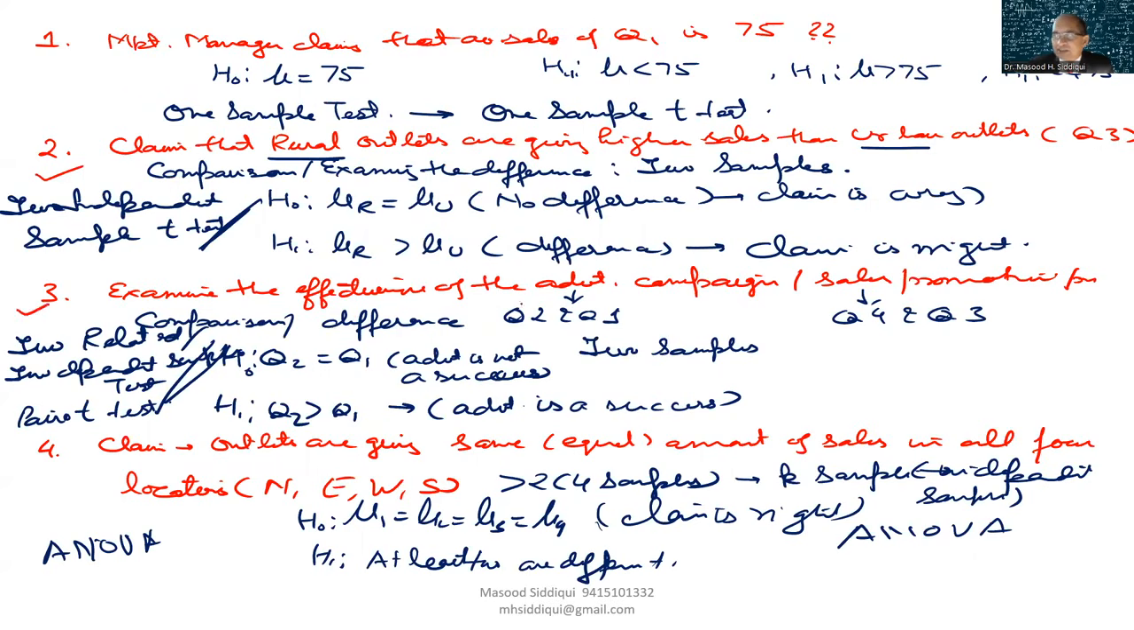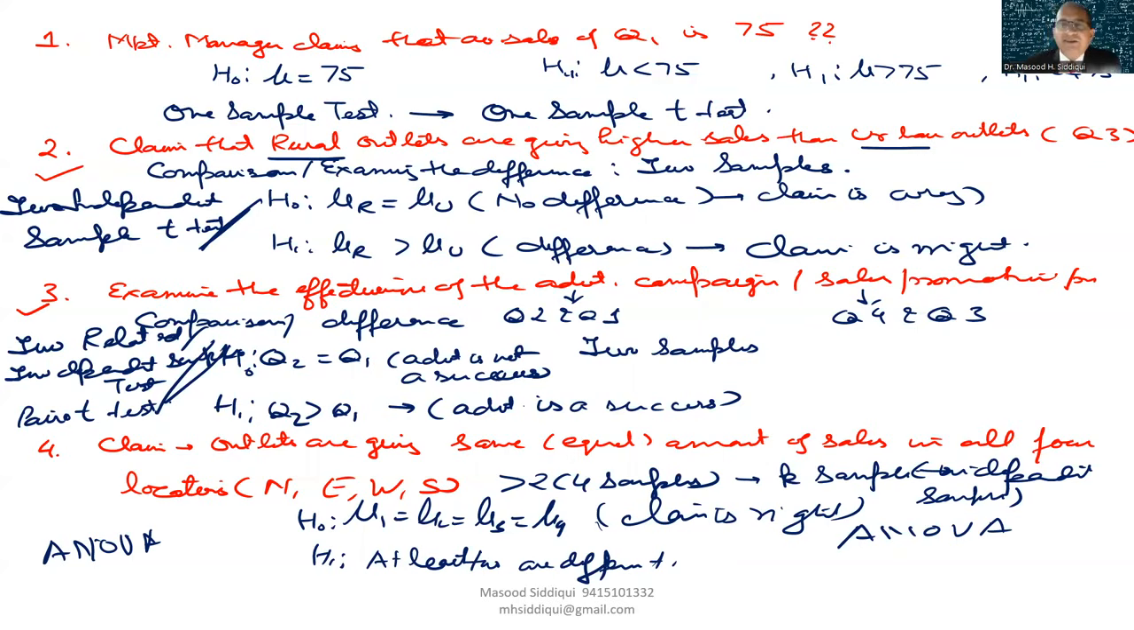Examine the effectiveness of the advertisement campaign. Remember, as per the case, the advertisement campaign was launched at the end of the first quarter, or in the beginning of the second quarter. If we expect immediate results, it is expected that quarter two sales are higher as compared to quarter one sales. So here we will be comparing these two. Since this comparison is unit-wise, pair-wise comparison, it is known as the paired t-test or two dependent sample t-test with the same hypothesis, right?